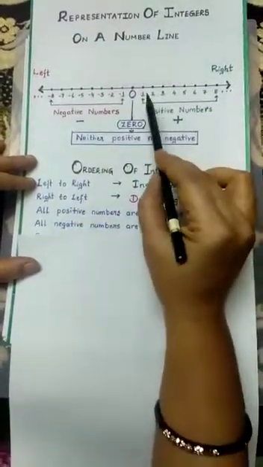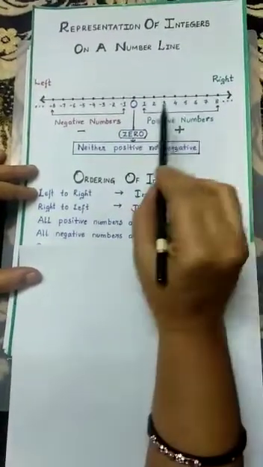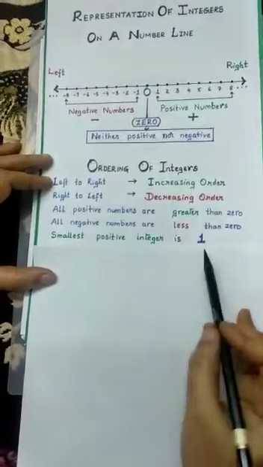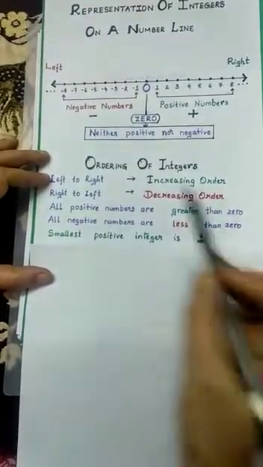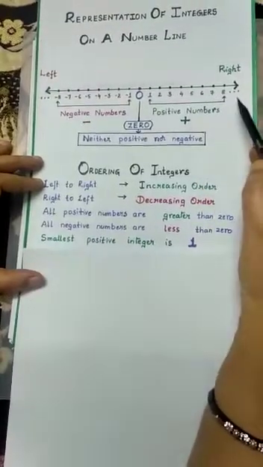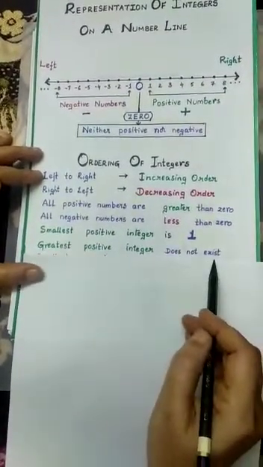Now, positive integers from left to right are arranged in increasing order. Then what is the smallest positive integer? The smallest positive integer is 1. Now what is the greatest positive integer? Since there are infinite positive integers, the greatest positive integer does not exist.